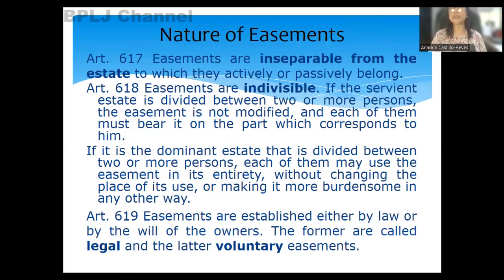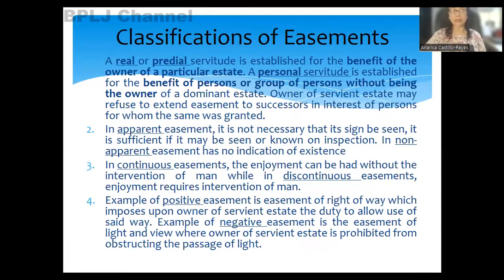On the other hand, if it is established by the will of the owners, they are considered as voluntary easements. Okay. Another classification of easement is real or predial servitude as well as personal servitude. What is a real servitude? A real or a predial servitude is established for the benefit of the owner of a particular estate. A personal servitude, on the other hand, is established for the benefit of persons or group of persons without being the owner of a dominant estate. So the traditional easement is a real or predial servitude.